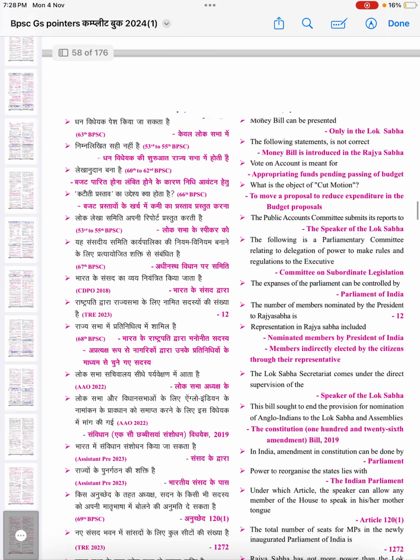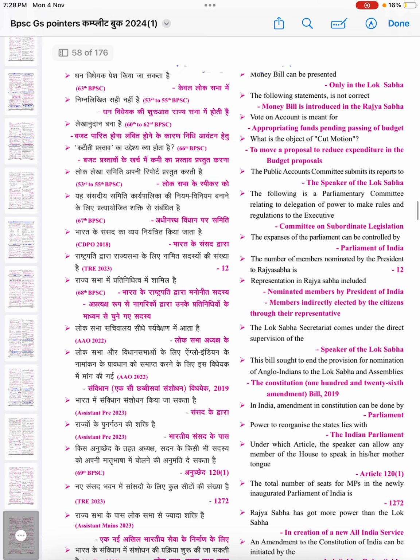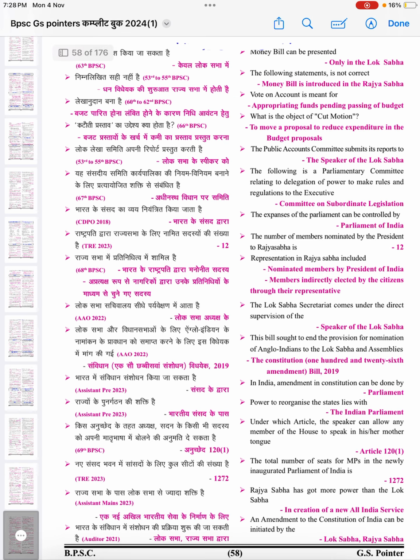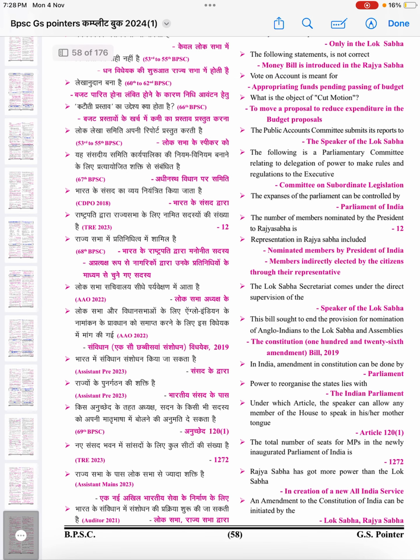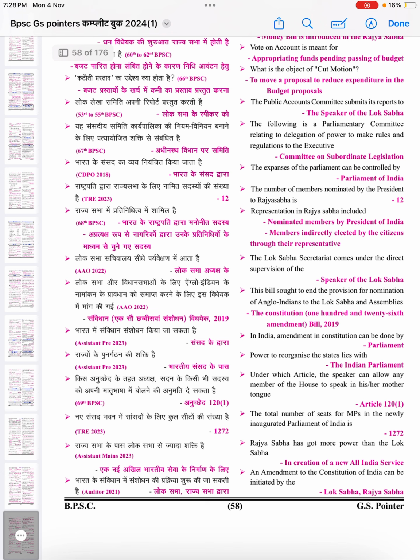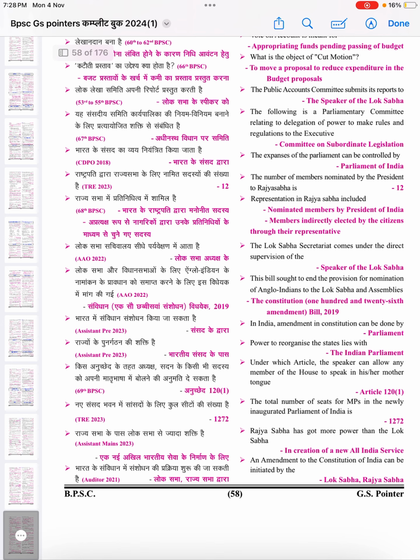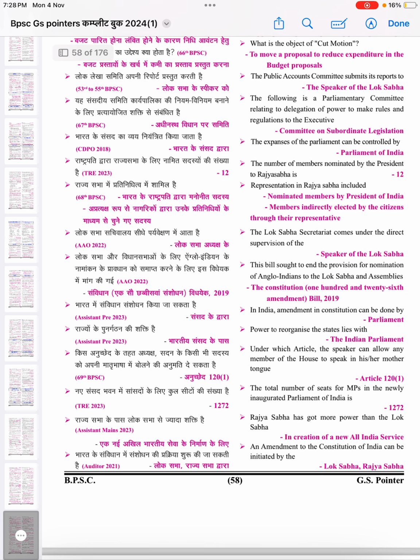Vote on account is meant for appropriating funds pending the passing of the budget. What is the object of a cut motion? The objective of a cut motion is to move a proposal to reduce expenditure in the budget proposal. The Public Accounts Committee submits its report to the Speaker of the Lok Sabha. Which is the parliamentary committee relating to delegation of power to make rules and regulations to the executive? Answer: Committee on Subordinate Legislation.